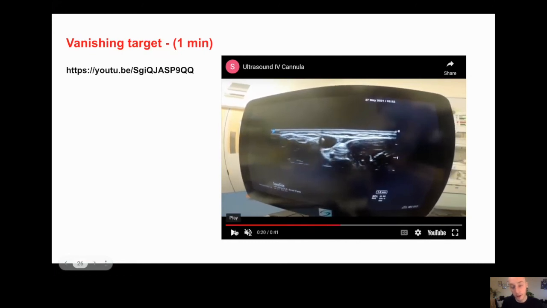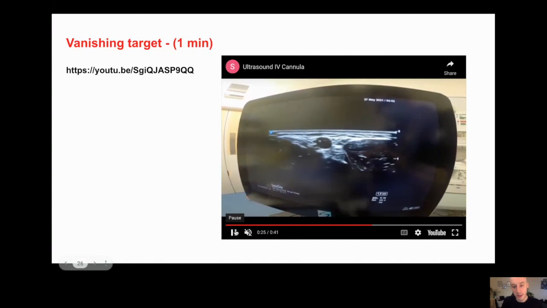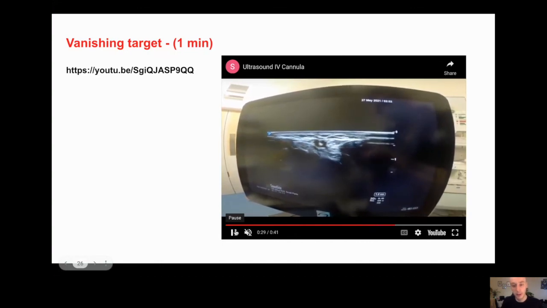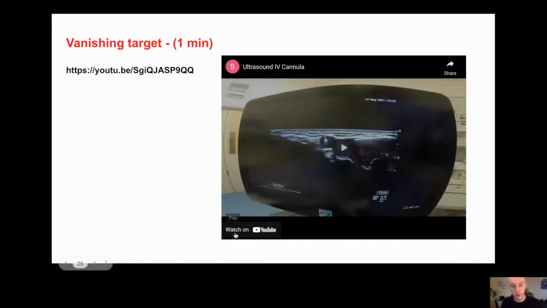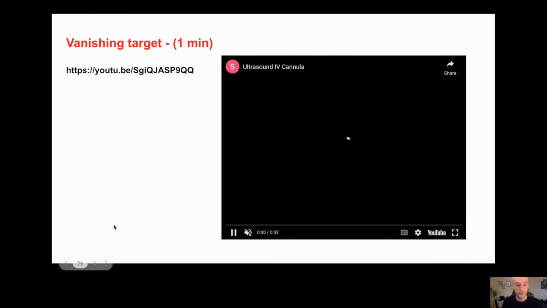Okay, now it's inside. And what she's going to do is the vanishing target technique. Although she's doing it very quickly because Sophie's very adept with ultrasound cannulation, this was actually her doing it slowly. And that final movement you saw at the end there, that's just her threading the plastic.